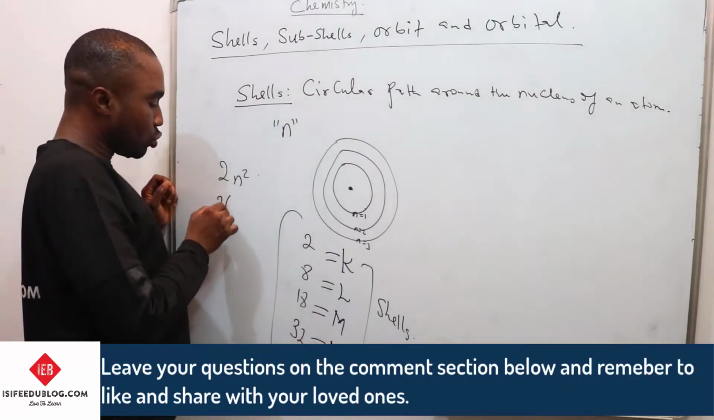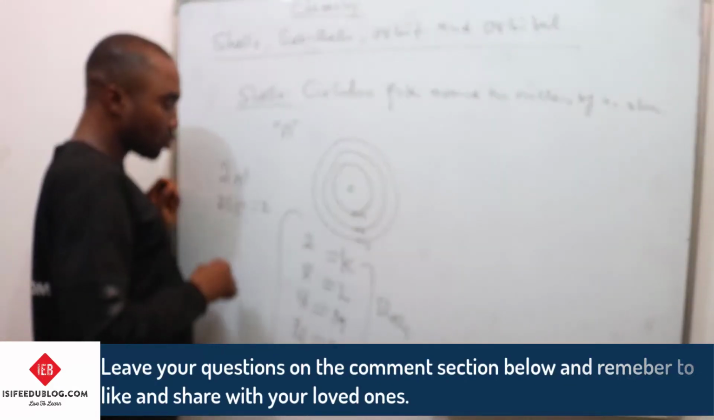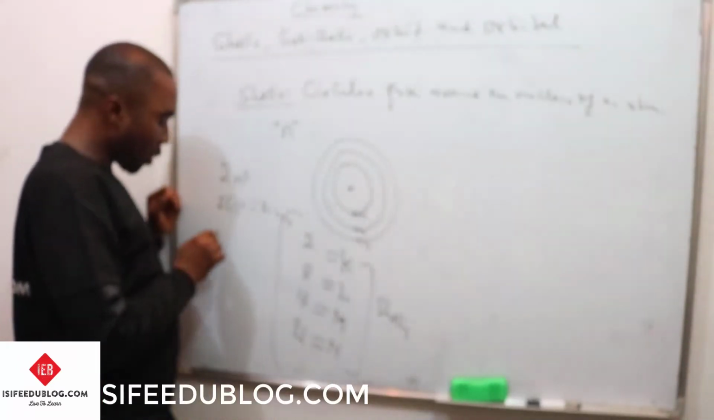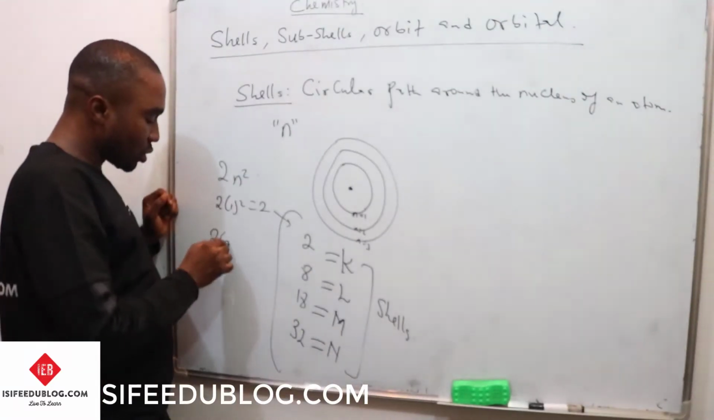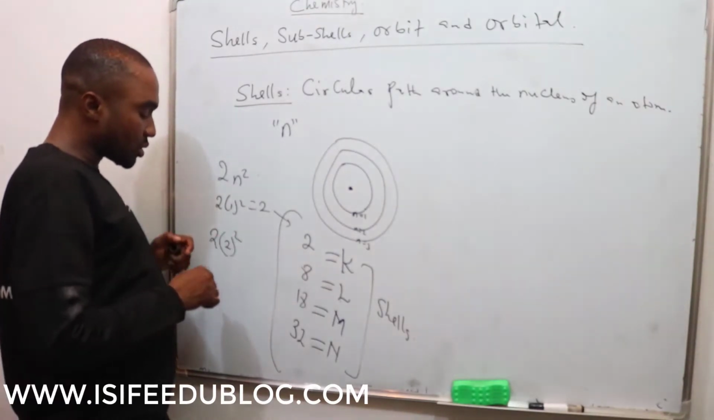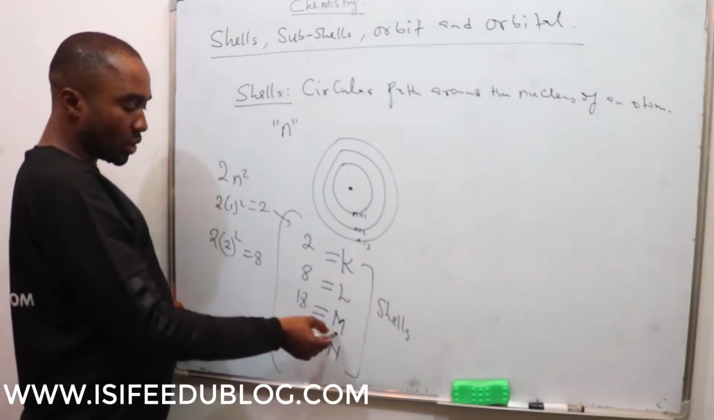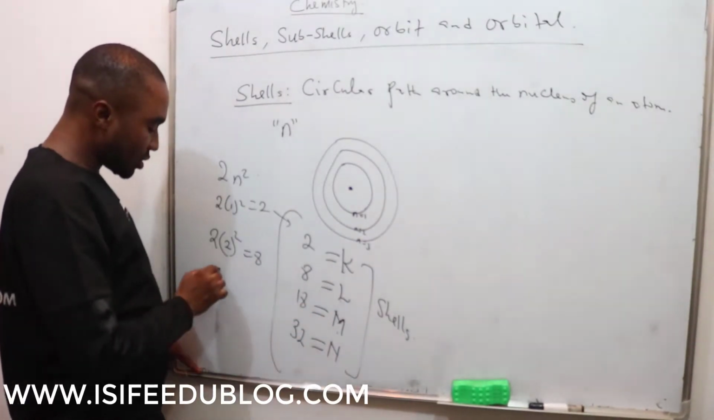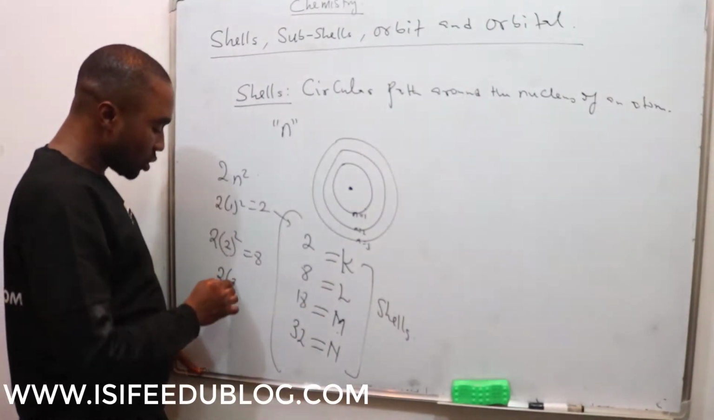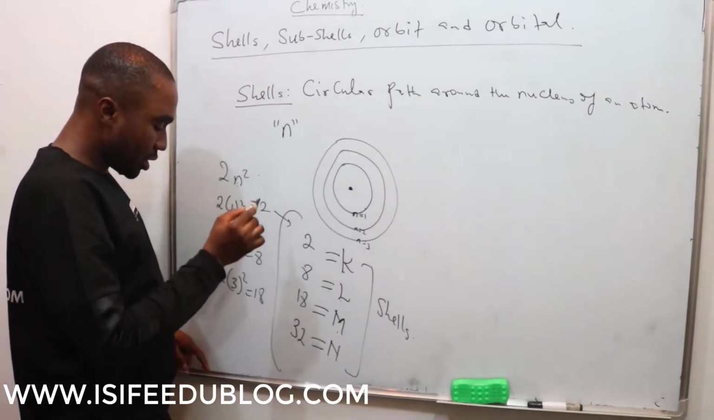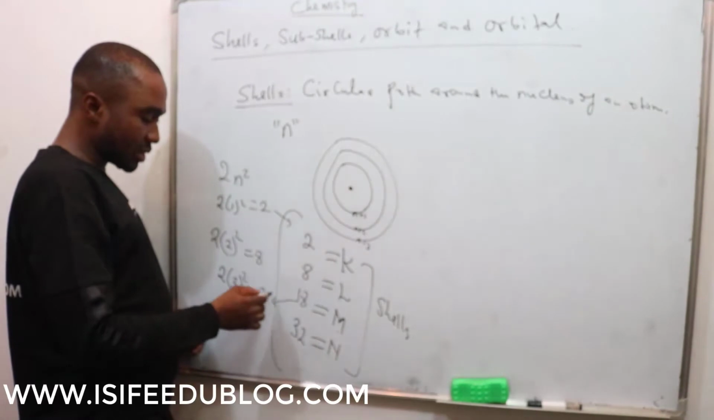For the first one, 2 times 1 squared will give me 2. That is how we get this 2 here. Then the second one, n is going to be 2. 2 squared is 4, 2 times 4 will be 8. That is how we get this number. The third one here is M, so n is 3. 3 squared is 9, 2 times 9 will give 18. That is how we get this 18.